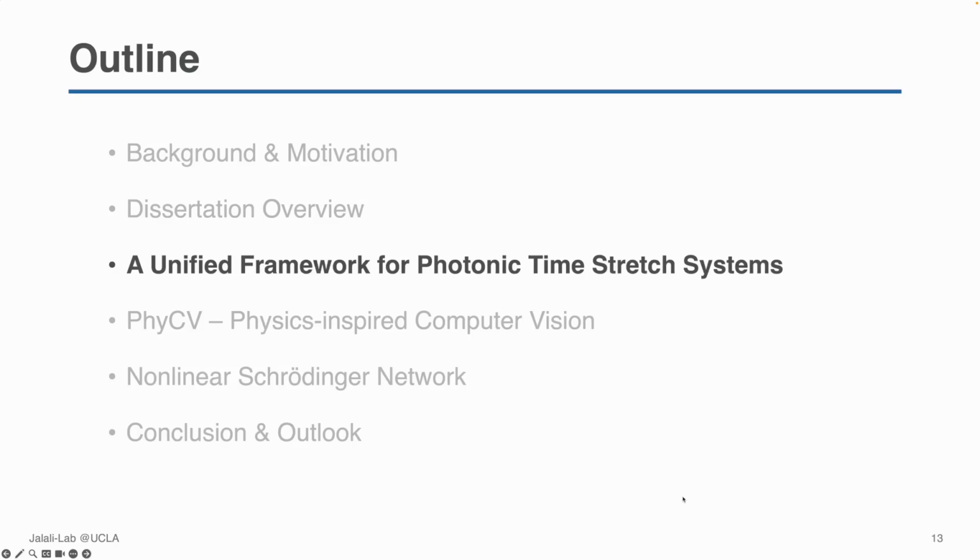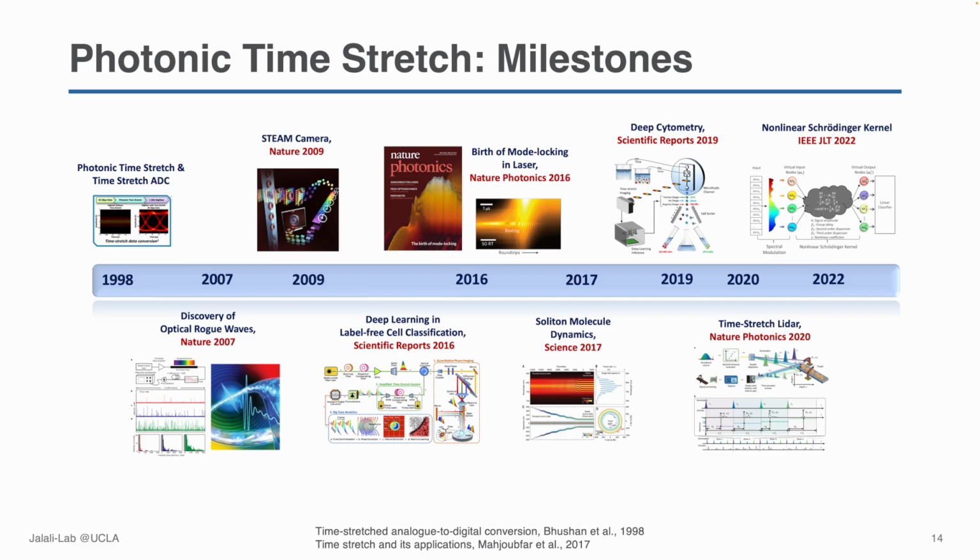In this video, I will cover the first topic of my PhD dissertation, a unified framework for photonic time stretch systems. Photonic time stretch is a hardware technique for ultra-fast and single-shot data acquisition. It was originally proposed in 1998 in Jalali-Lab at UCLA to overcome the speed and resolution limitation of analog to digital converters. In the ensuing 25 years, it has emerged as the most successful approach to real-time measurements and has mutated into many variants for diverse applications.